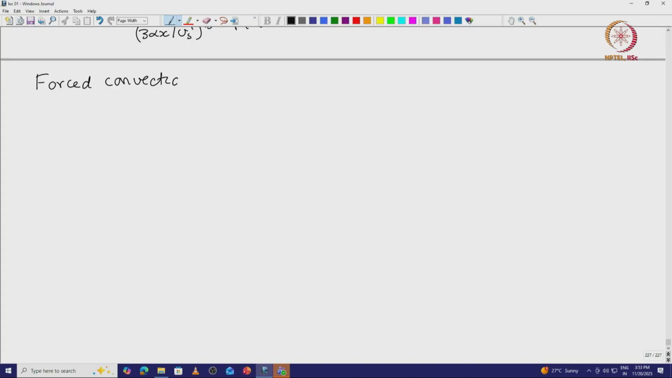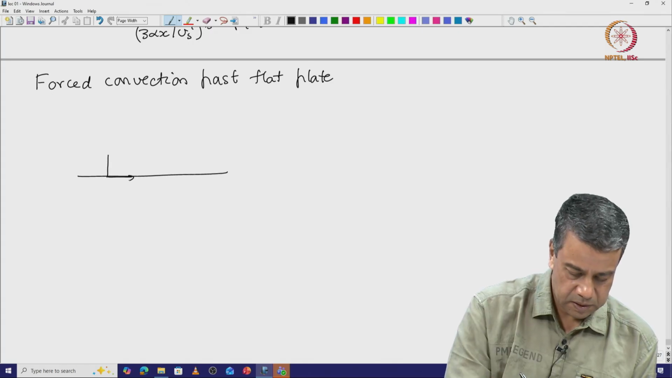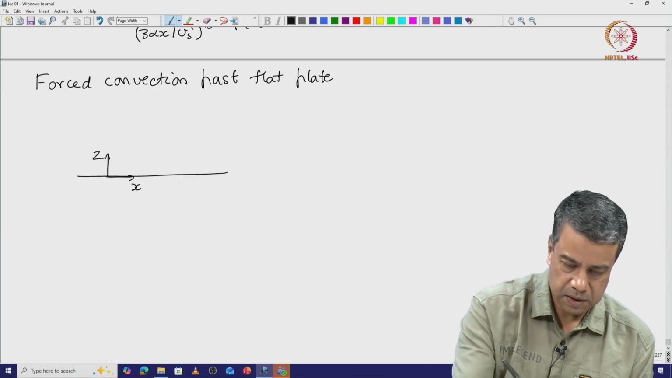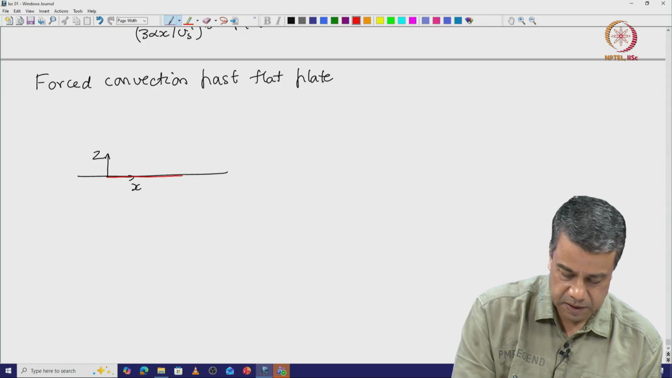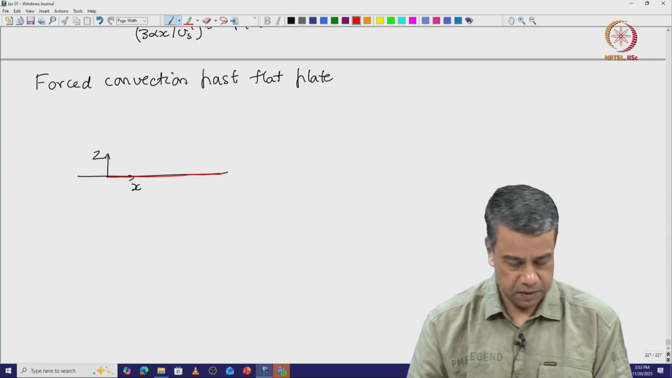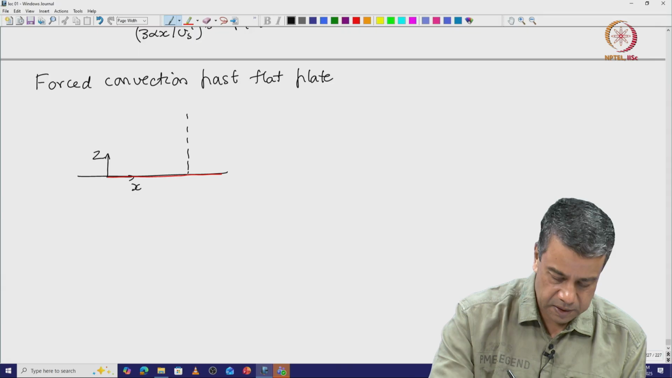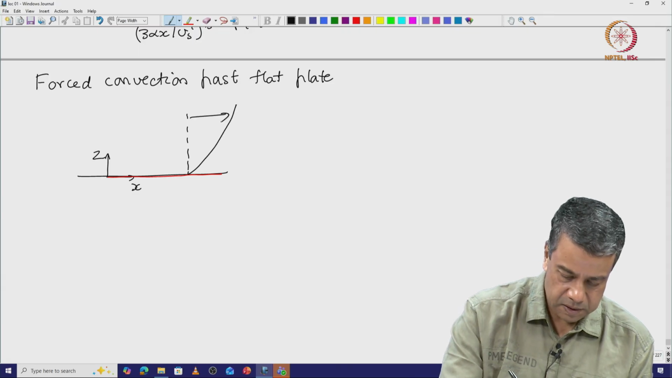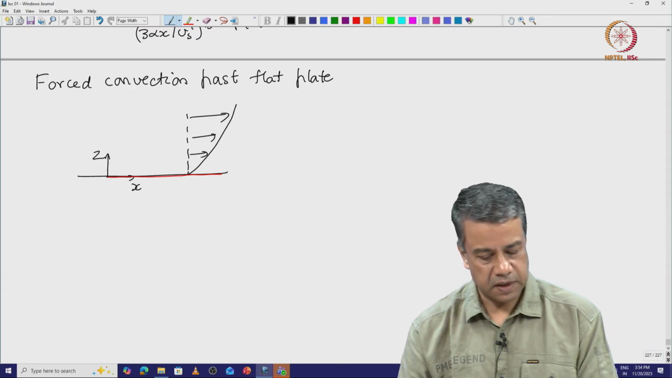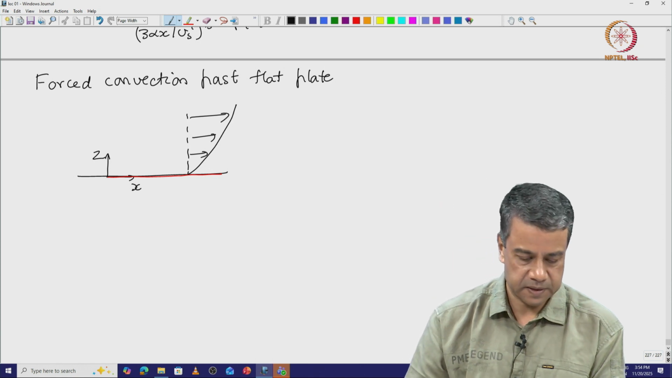In the last lecture, we were looking at forced convection past a flat plate. So this was the surface x, z. You have a heated section for x greater than 0. The velocity profile had a no slip condition at the surface.